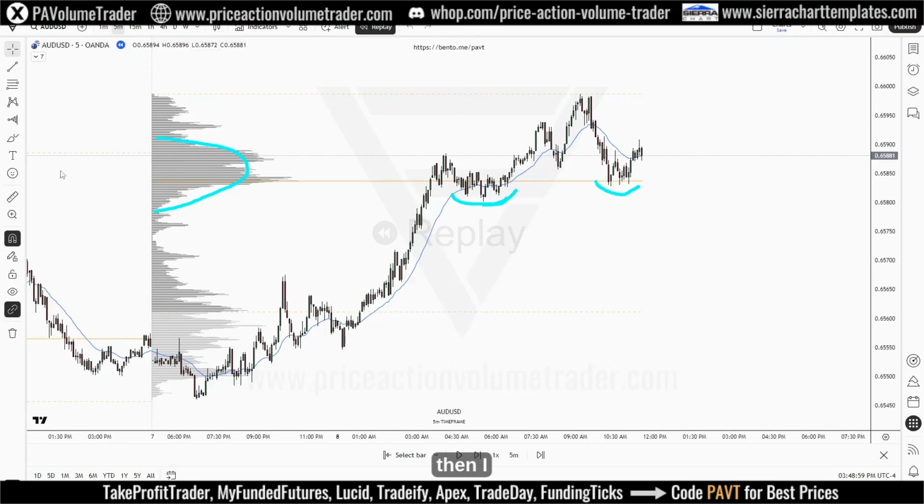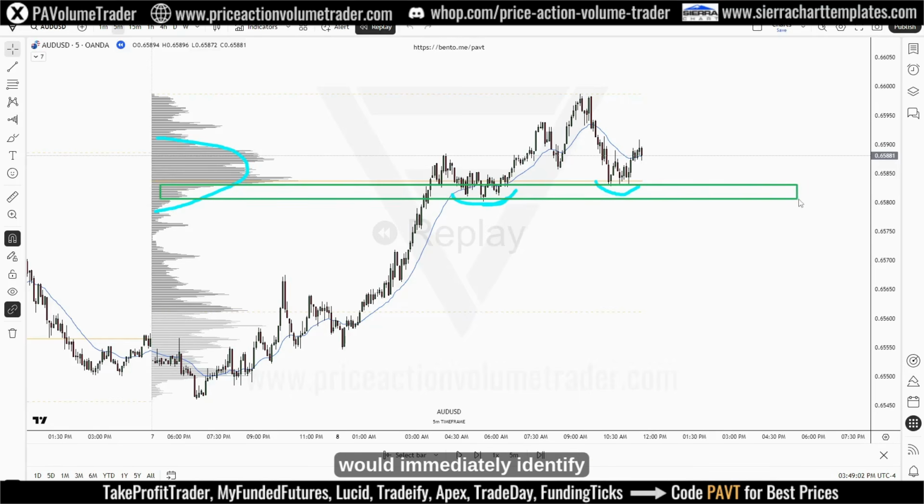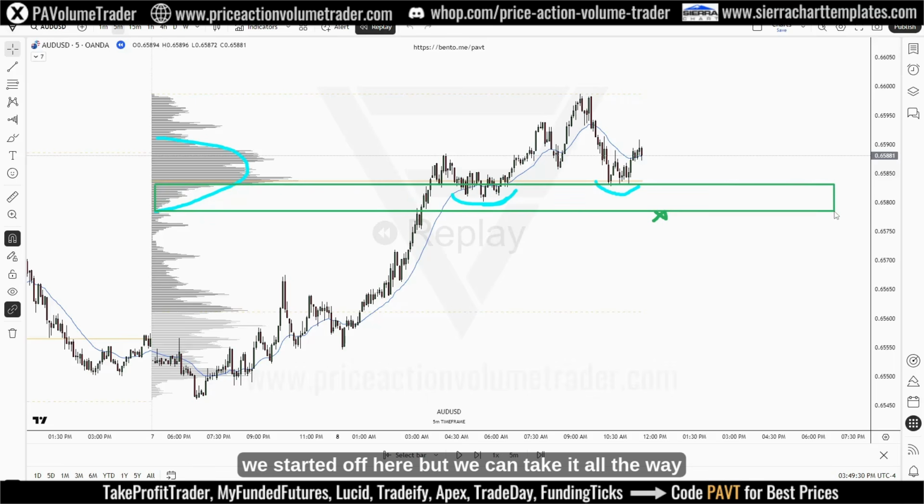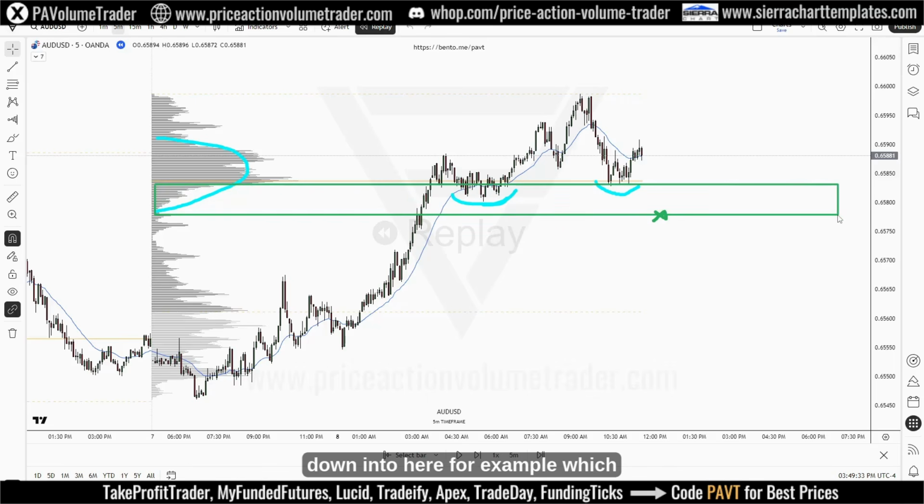So then I would immediately identify this low volume node area right below the high volume node as a significant area of support. So on a move back here, if I'm looking for longs, my stop loss is going to go right below this zone. And again, you can make this even wider if you want to be more conservative. We started off here, but we can take it all the way down into here, for example, which you can see was the last little resistance before we had a push up.